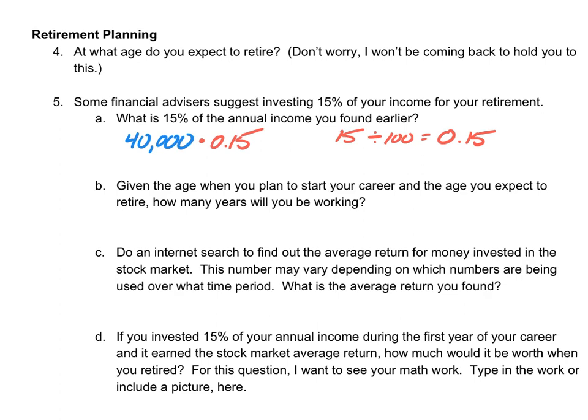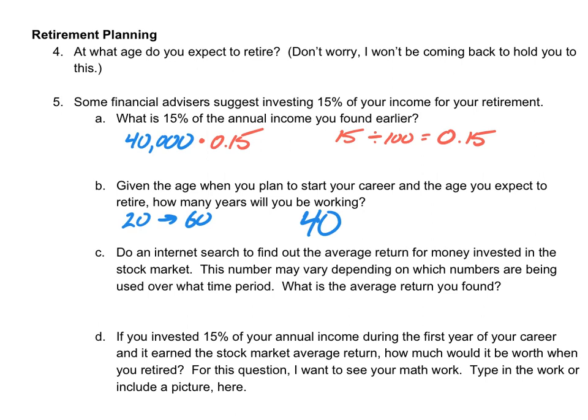Then on to B. Given the age when you plan to start your career, so like let's say we decided we're going to start at age 20, and the age you expect to retire, I had thrown out the idea of maybe using 60 there, how many years will you be working? So notice if I started when I was 20 and I was going to stop when I was 60, then that would be a grand total of 40 years. All we have to do is subtract those two numbers there to be able to get that.